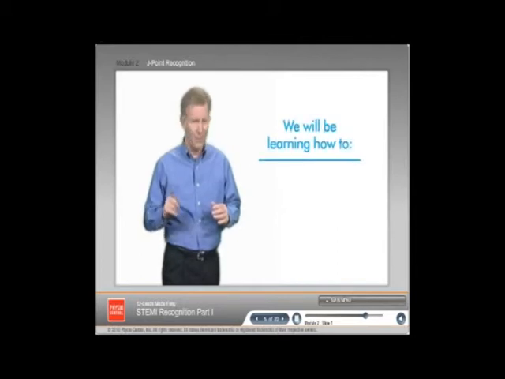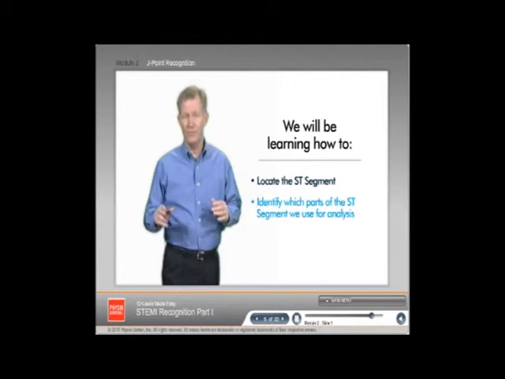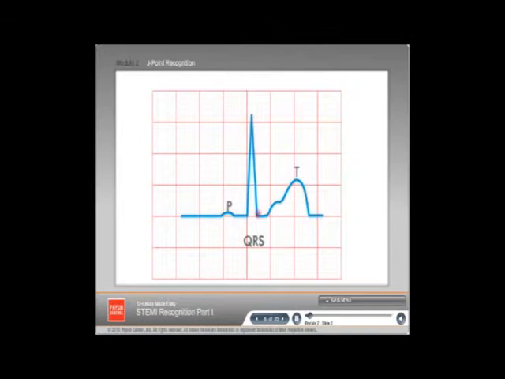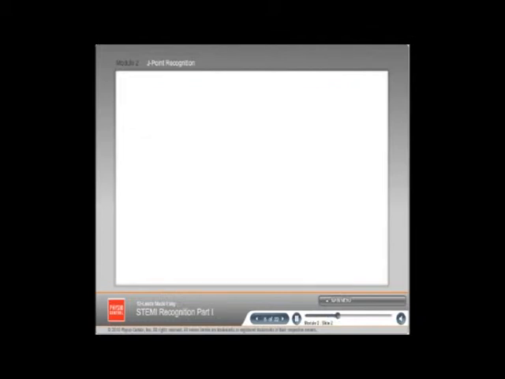We're going to start by learning how to locate the ST segment and identifying which part of the ST segment we use for analysis. Take a look at this complex. As you can see, the ST segment stretches between the QRS complex and the T wave. At first glance, it may seem as if there is ST segment elevation present. In reality, however, there is not. At least not as it relates to STEMI.